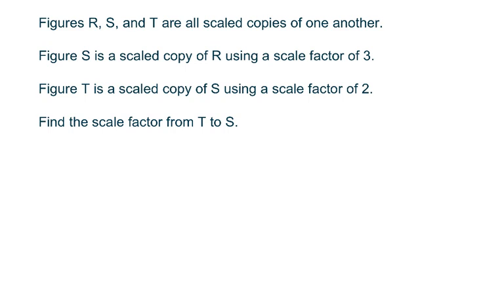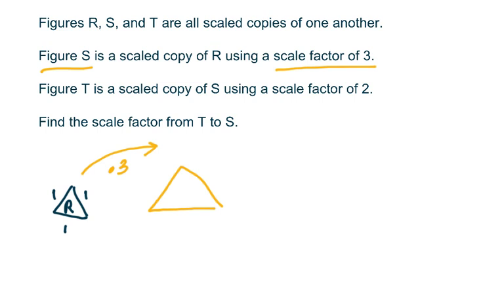So what made this easier for me was to start to sketch these out. So I just used a triangle. Here's R, and I said it starts with a side length of 1. And then it says that figure S is a scaled copy of R using the scale factor of 3. So I know that using a scale factor means multiplying by that factor. And so I'm going to have side lengths of 3, 3, and 3.